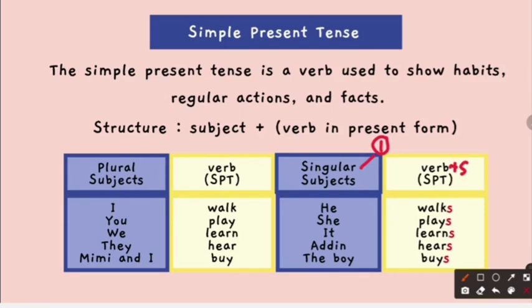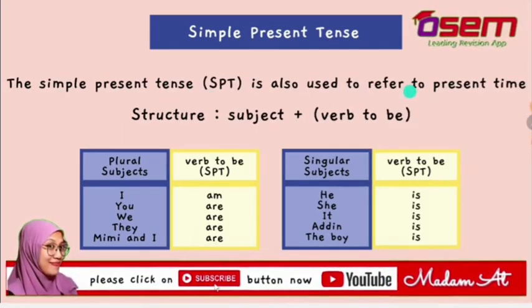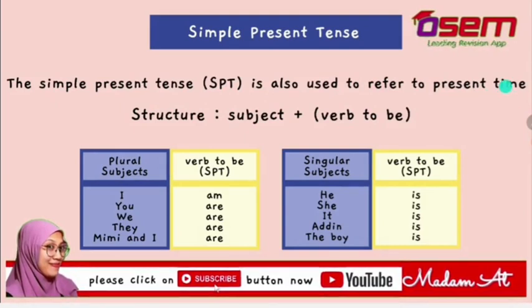The verb depends on its subject. For example, he walks. We add s here because he is a single person. She plays. It learns. Adin hears. The boy buys. The simple present tense is also used to refer to present time.